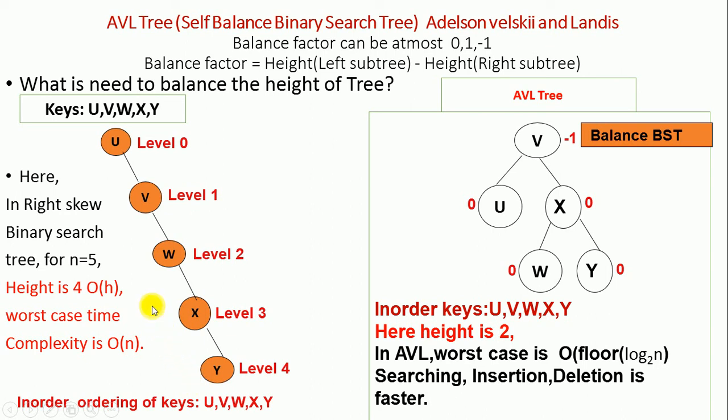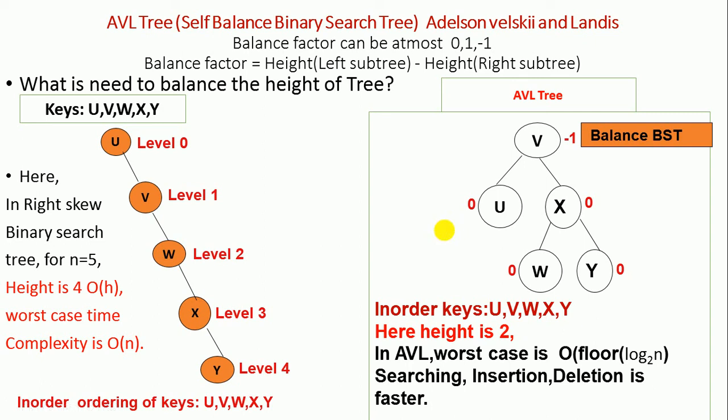And we can store these 5 keys in order of log n base 2 height, means we can store these 5 keys in less height, and we can improve the time complexity of the binary search tree from order of n to order of log n base 2. So that is the purpose of the AVL tree, and we can convert this right skew binary search tree into a balanced search tree by applying some rotations or by applying the color scheme also.